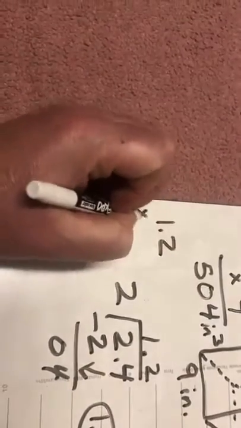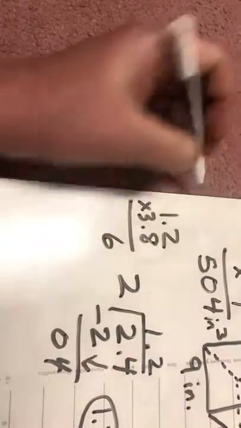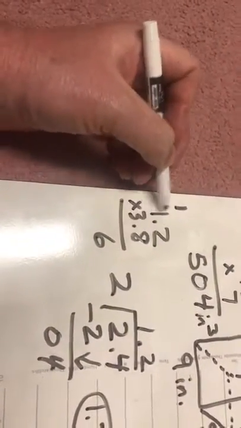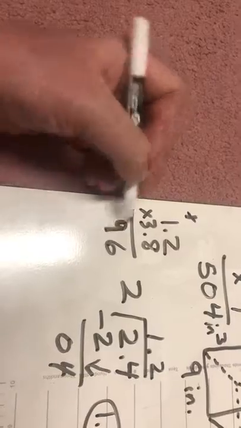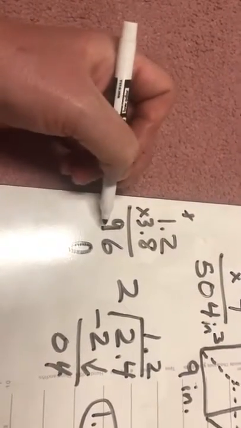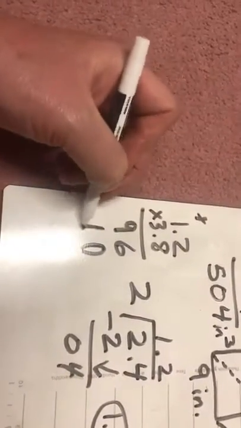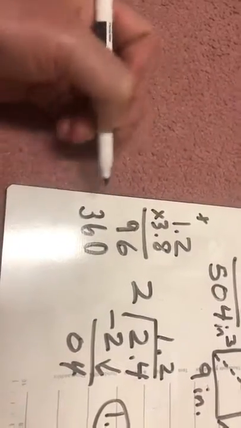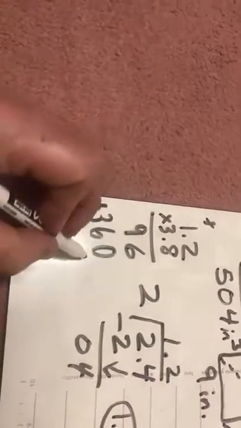So I'm going to start over here with 1.2 times 3.8. 8 times 2 is 16. Put the 6 down, carry the 1. 8 times 1 is 8, plus 1 is 9. I'm going to put a 0 down so it all lines up with my 3. 3 times 2 is 6. 3 times 1 is 3. I need to add these numbers together.